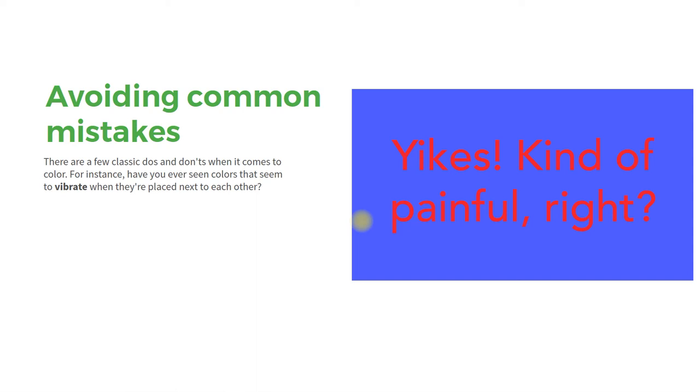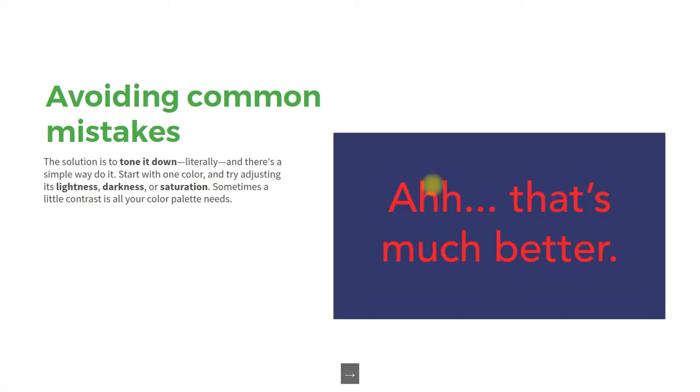Now, avoid these common mistakes whenever you are working with color. There are a few classic do's and don'ts when it comes to color. For instance, have you seen colors that seem to vibrate when they are placed next to each other? If you take a look at the text in this image, it's uncomfortable to read because both the background and the text have high contrast and high intensity, so it kind of hurts your eyes. It's not comfortable to read. So how do you adjust this? You tone it down. The solution is to turn it down.